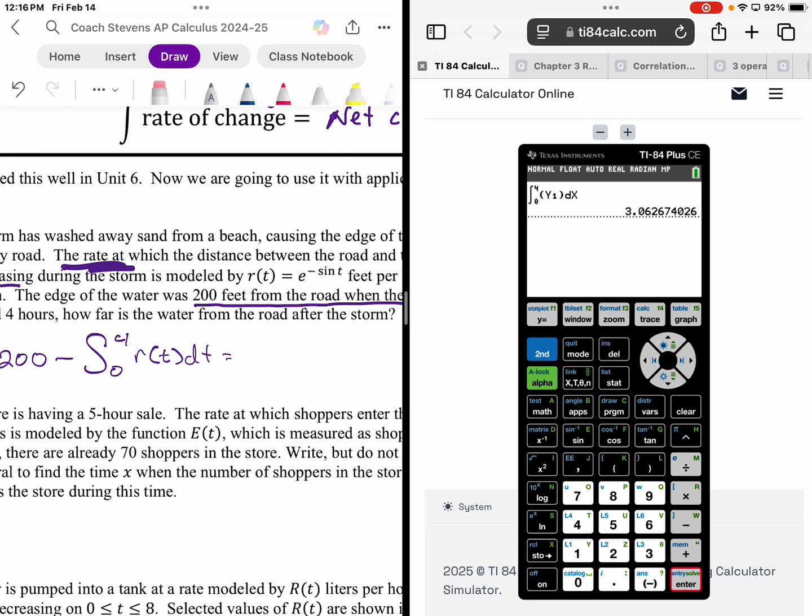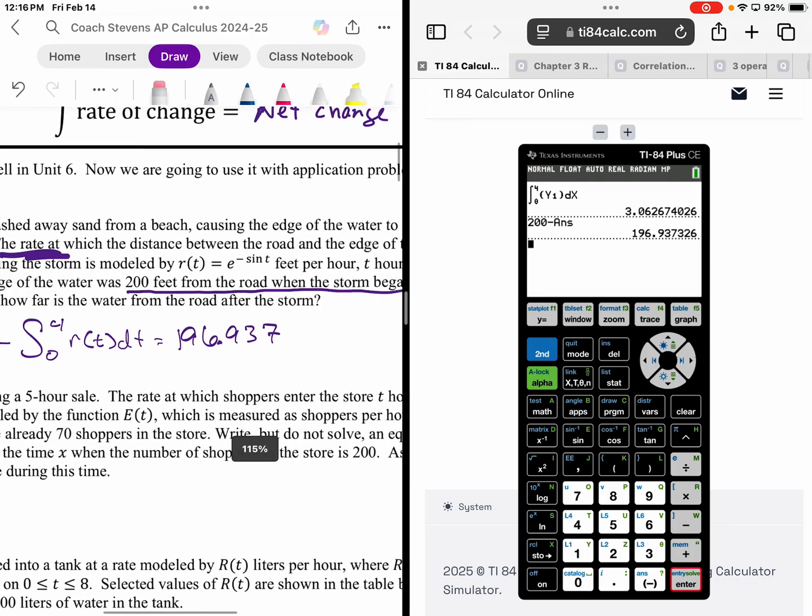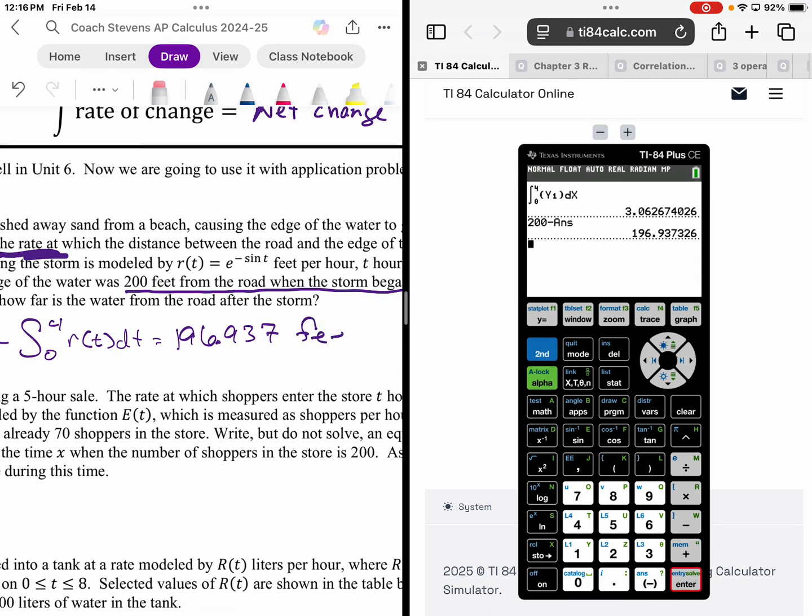I got an answer. However, I have to subtract that from the 200. So 200 minus that answer. Oop, that's a negative sign. Minus. There we go. And I get that equal to be 196.937. That's what we get. And we got units, right? Feet. Always want to make sure we put the units. We'll lose a point guaranteed on a free response if we don't put the units there. Automatically a 8 out of 9.